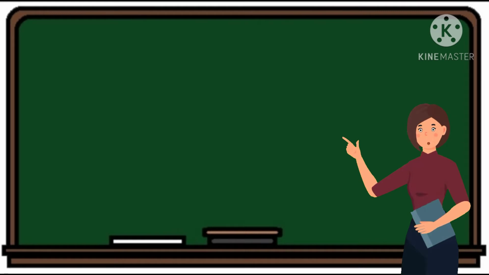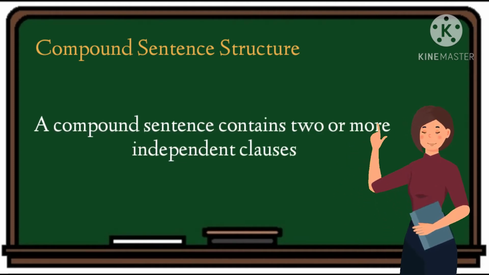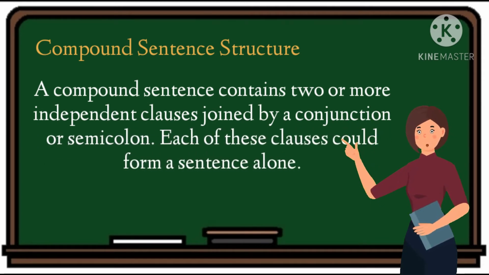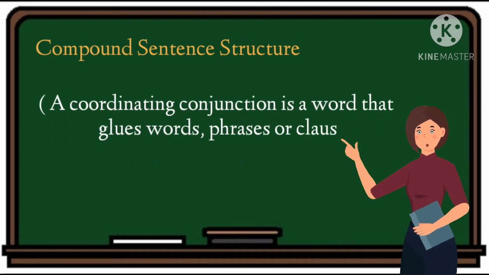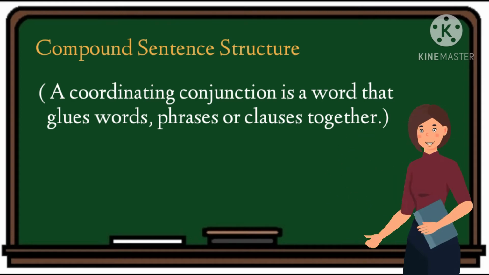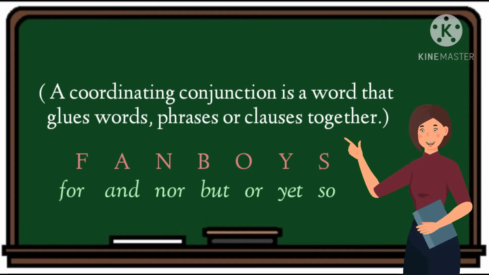Now let's move on to the second sentence structure, which is the compound sentence structure. A compound sentence contains 2 or more independent clauses joined by a conjunction or a semicolon. Each of these clauses could form a sentence alone. When we say a coordinating conjunction, it is a word that glues words, phrases, or clauses together. So there are 7 coordinating conjunctions, or commonly known as the FANBOYS: for, and, nor, but, or, yet, and so.